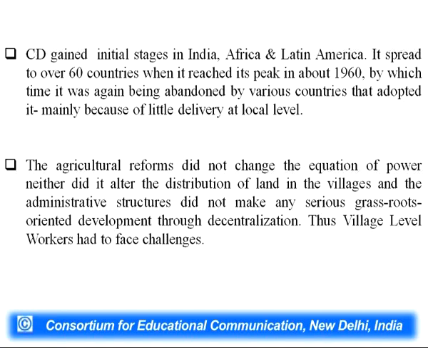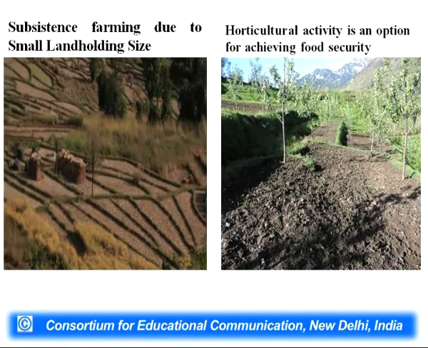At the same time agricultural reforms came into existence, but they did not change the power, neither did they alter the distribution of land in the villages. A land ceiling act exists, but still people adopted several different methods to keep land in large quantity. And so the village level worker had to face challenges in this context. You can see how subsistence farming persists due to small holdings.